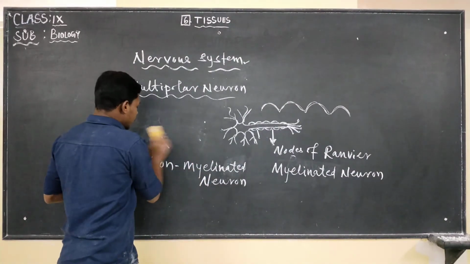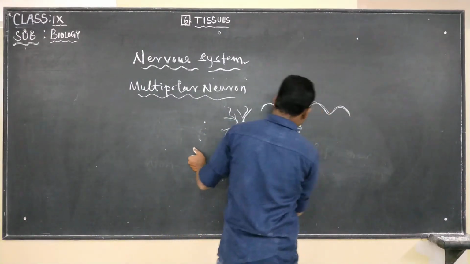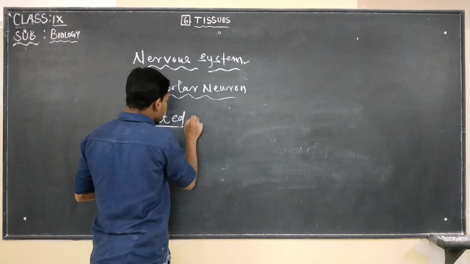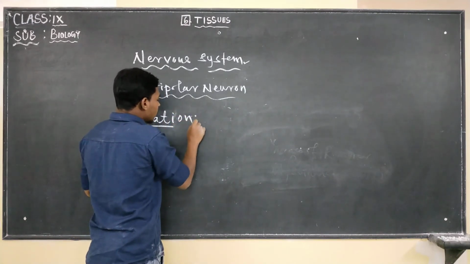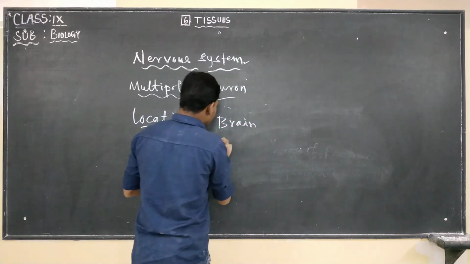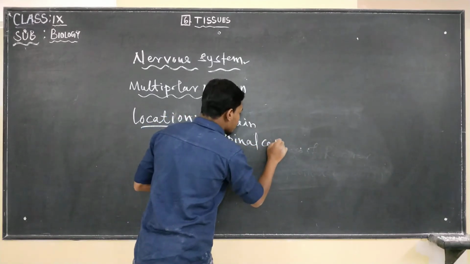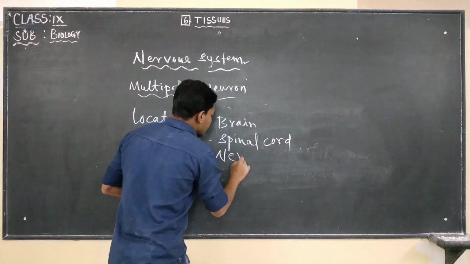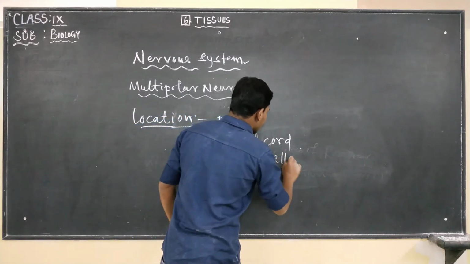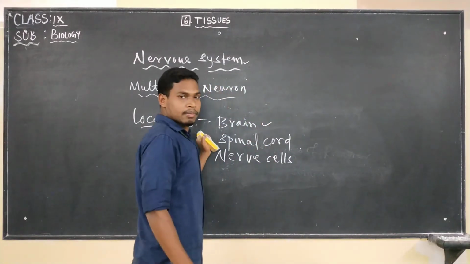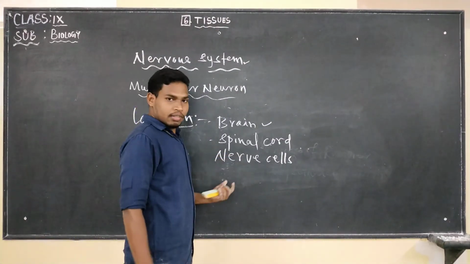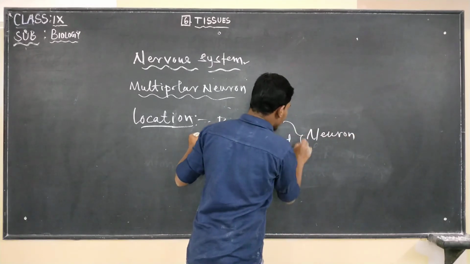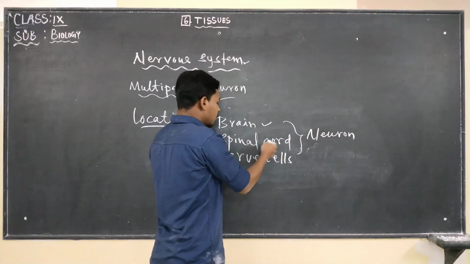And we know that these nerve cells are present in the spinal cord. Where are they located? If we see their location, we find them in the brain, in the spinal cord, and in nerves. Nerve cells are composed of what? Neuron. Okay, so neurons make up the brain, spinal cord, and nerve cells.